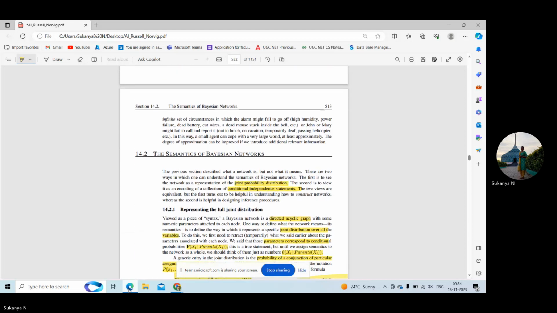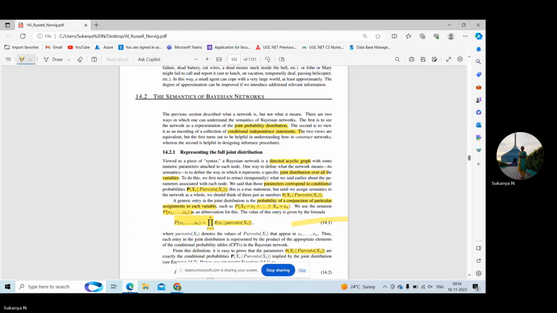So for this network, if we are saying how this Bayesian network will work, so this is just a probability, right? In case we consider the semantic Bayesian network, we will divide it into two types. One is the joint probability distribution, and one more is the conditional independence distribution. So two kinds of distribution we can see.